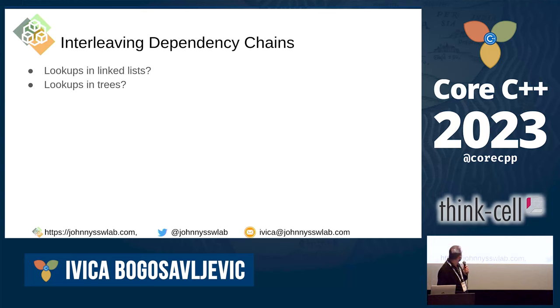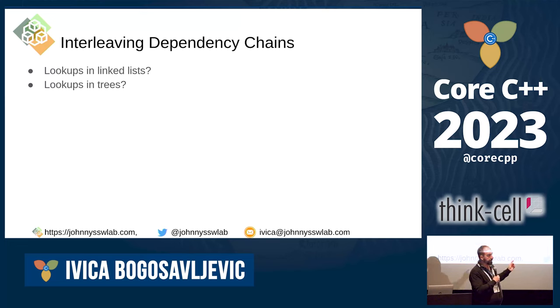Okay, so a question for you. Lookups in a linked list, can we do interleaving here? Yeah, so sometimes if you have just one list, you cannot do it. But in some problems where you have several lists, not one, but n lists, then you can do parallel lookups in the lists. And that creates more opportunity.